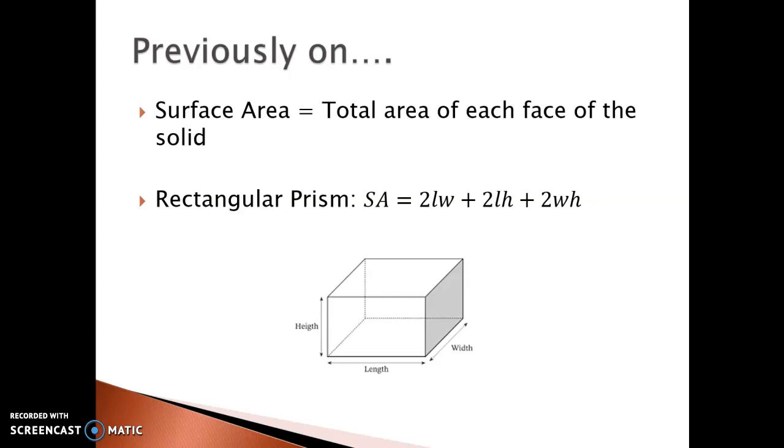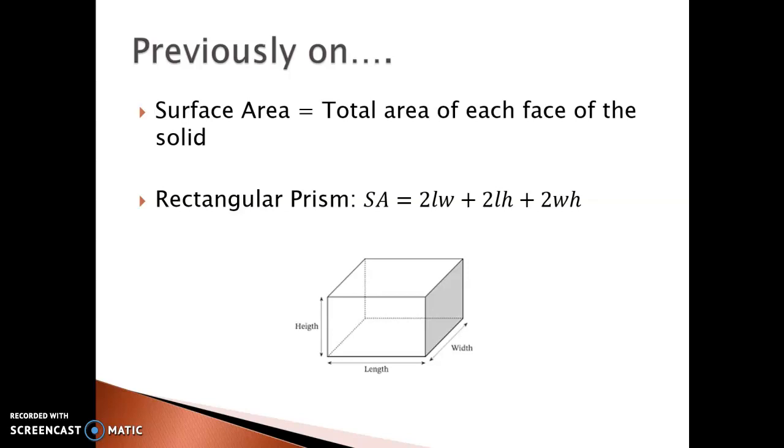We also discovered that on a rectangular prism, you have length, width, and height. If you do length times width, there are two rectangles with the exact same dimensions. So we do 2 times length times width. There are two rectangles with the same length and height dimensions. So 2 times length times height. And the same with width and height. There are 2, so 2 times width and height. We add those all together, and we can find the surface area. It's a quick way to find a surface area of a rectangular prism.